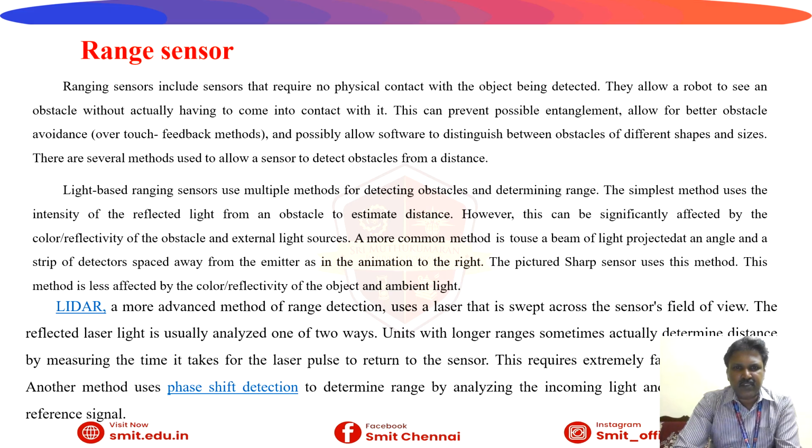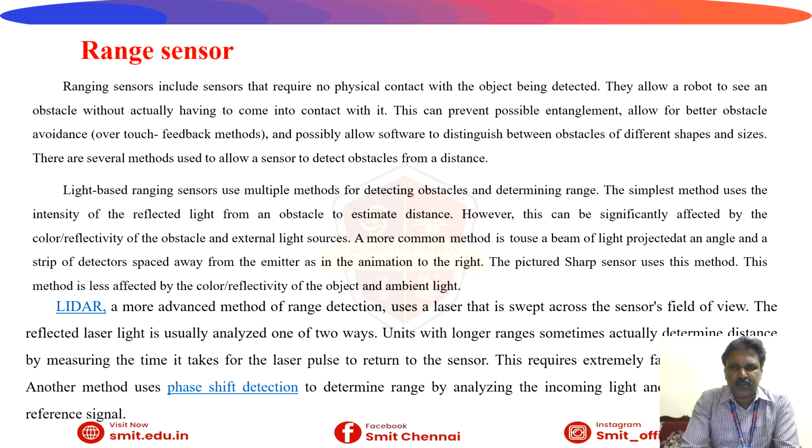Then range sensor, a ranging sensor including sensors that require no physical contact with the object being detected. That is ranging. Ranging means, as I already told, that is the proximity sensor. So that is coming under the second category, optical. Whenever an obstacle is there, we can see. The proximity sensor is mostly meant for ranging. That is, we can see how much range the robot can operate in, which can provide the details. They allow a robot to see an obstacle without actually having to come into contact with it.